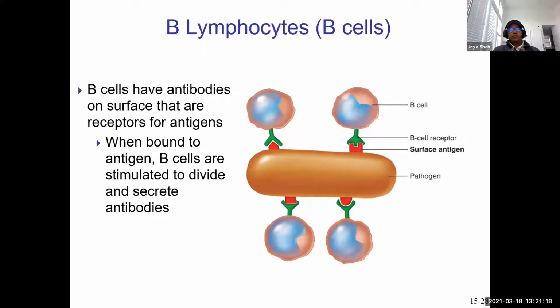Okay, so let's talk about the B lymphocytes, B cells, now. When a helper T cell is exposed to antigen, the helper cell gets activated, and that active helper T cell helps the B cell to bind with bacterial antigen. You see, here is a B lymphocyte, and there is a pathogen, a rod-shaped bacteria.